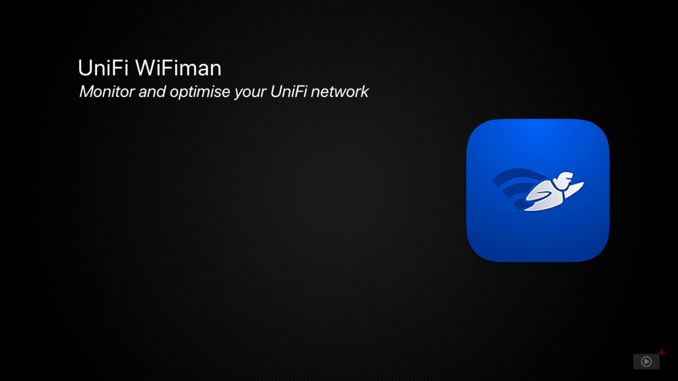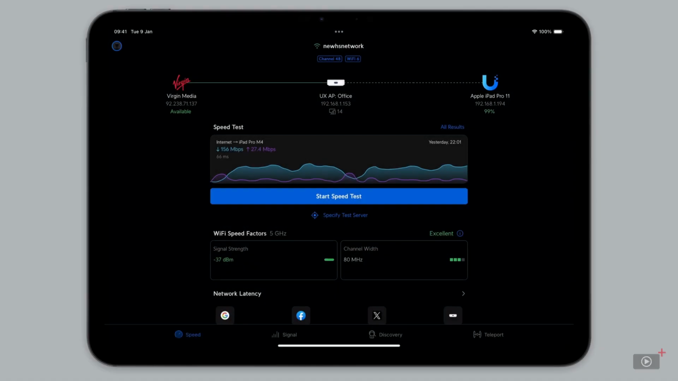WiFiman is a free application, and I've installed it on both my iPhone and my iPad Pro, and I'll demonstrate the various aspects of the app using both devices. So this is the opening screen of WiFiman on my iPad Pro. Across the bottom, you'll see there are four tabs. There is Speed, Signal, Discovery, and Teleport. But Speed is the default screen that opens when you first run the application.